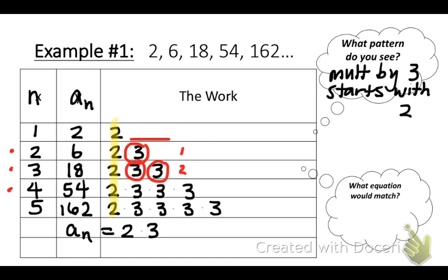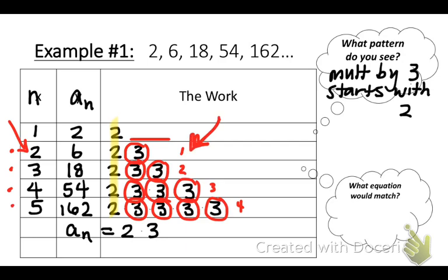The fourth term, we had to multiply it 3 times. And last but not least, the fifth term, we multiplied it by 3 4 times. So as you can see, the number of times you multiply is always one less than the term. So here we multiplied by 3 just one time because it was term 2. We multiplied it by 3 2 times because it was the third term.